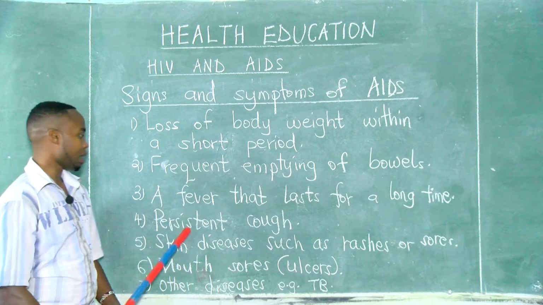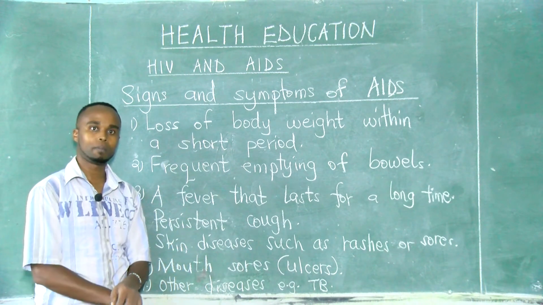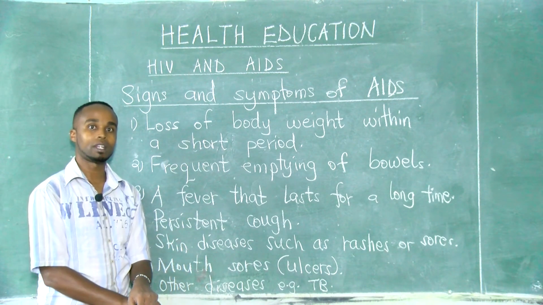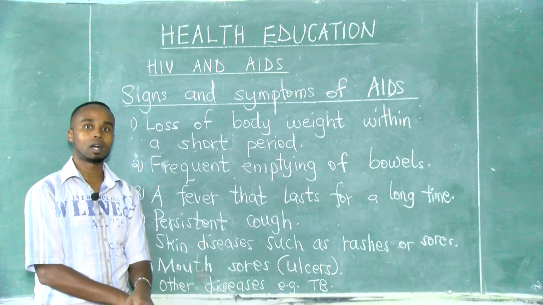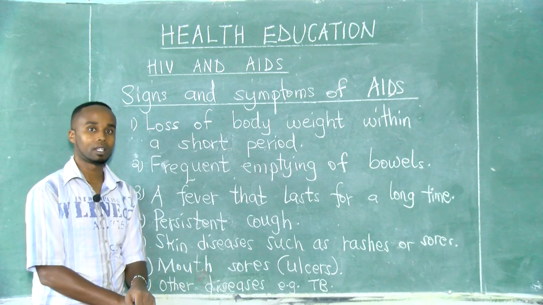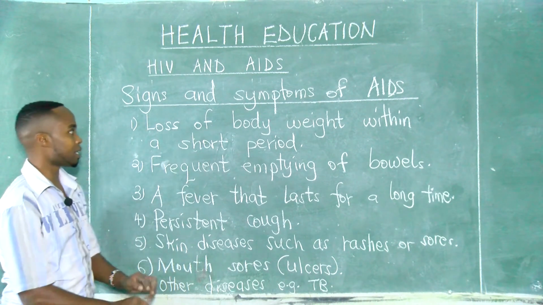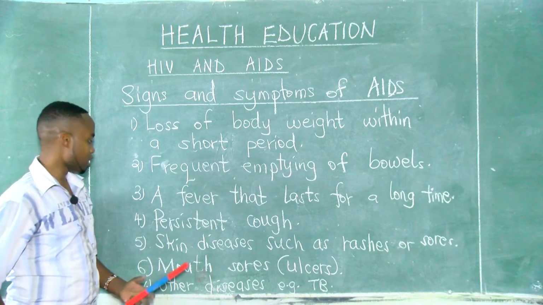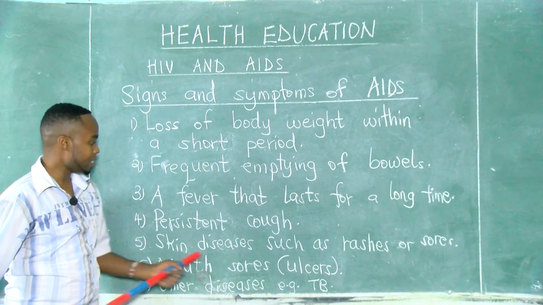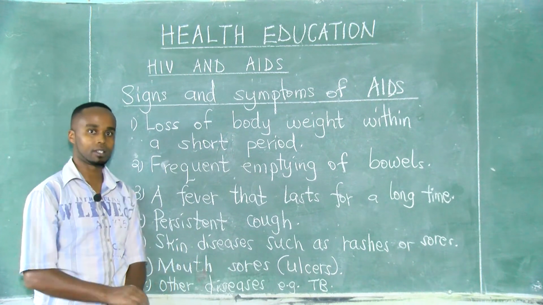Another one, persistent cough. Yes, they develop a persistent cough. It lasts for a long period of time. Yes, that is another sign and symptom of AIDS. Then another one is skin diseases. Yes, they develop skin diseases such as rashes and also sores. Skin diseases such as rashes and sores. Yes, like the ones that I'm showing you.